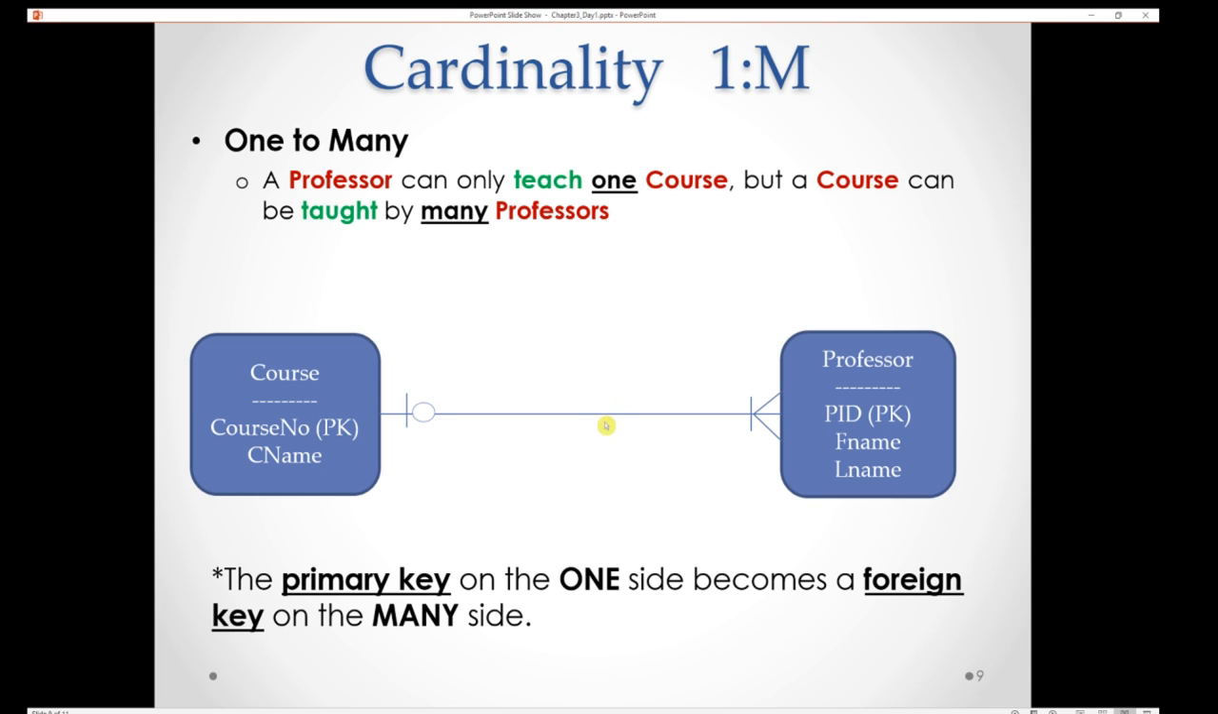In the case of a one-to-many relationship, the primary key on the one side becomes a foreign key on the many side. So the course number would be inserted as a foreign key on the professor's side. That way we could easily look up a professor and see which course they were related to.